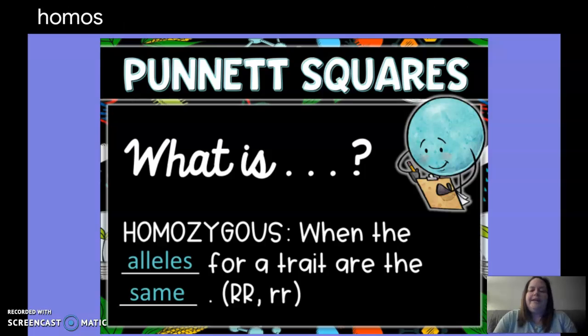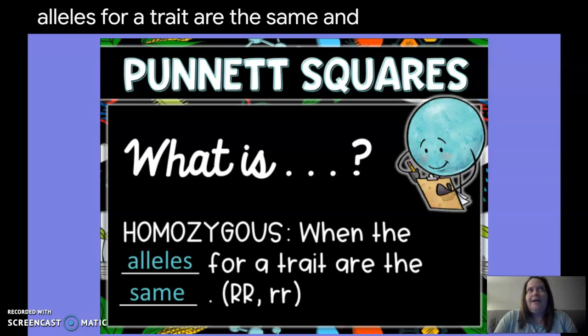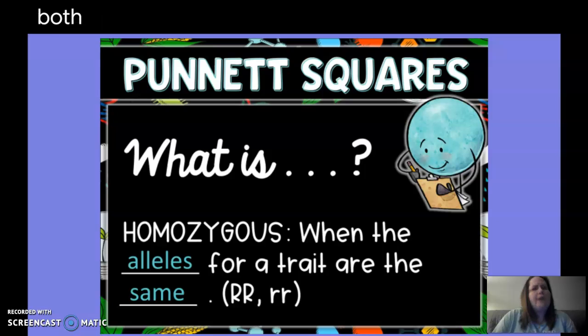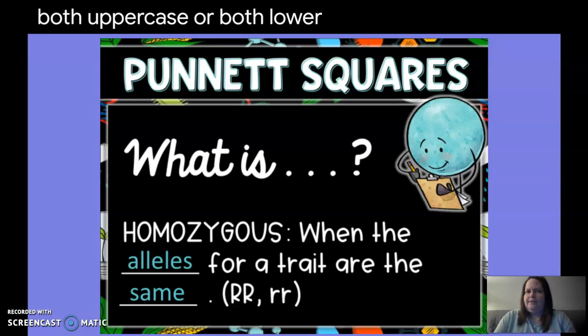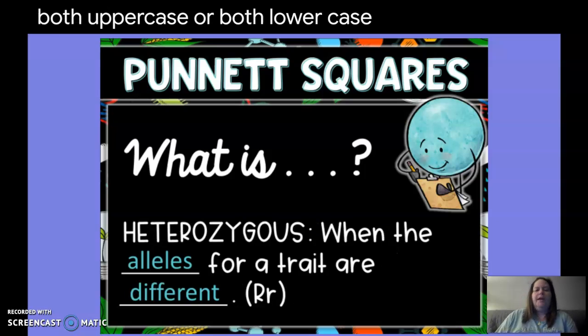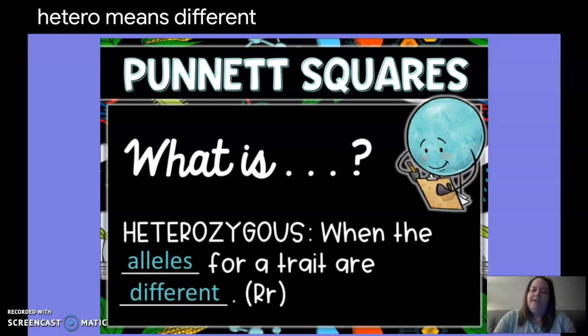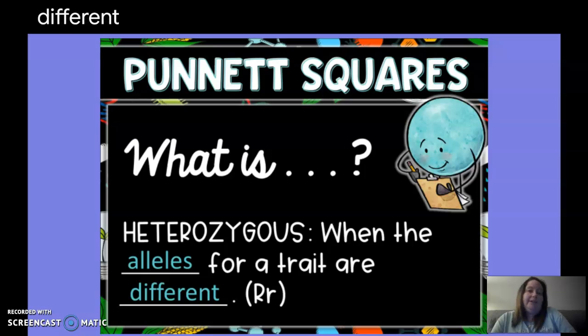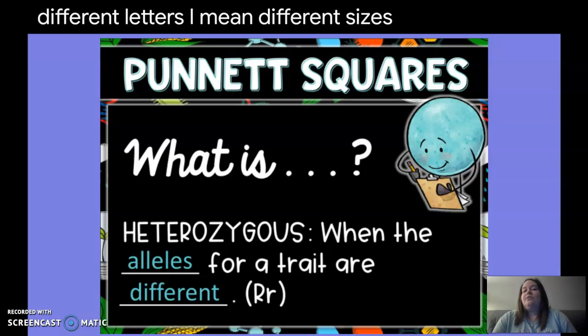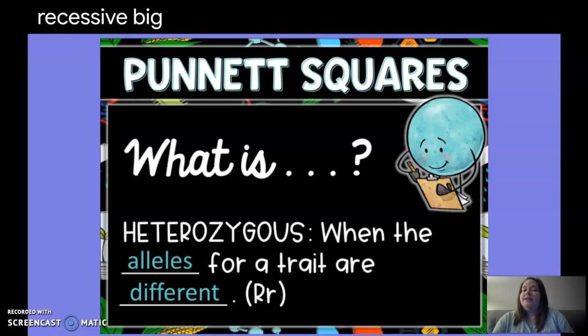All right, homozygous. Homo means same. So this is when the alleles for a trait are the same. And that means either both uppercase or both lowercase. Heterozygous. Hetero means different. So this is when the alleles for a trait are different. And by different, I don't mean different letters. I mean different sizes. So dominant, recessive, big, little.